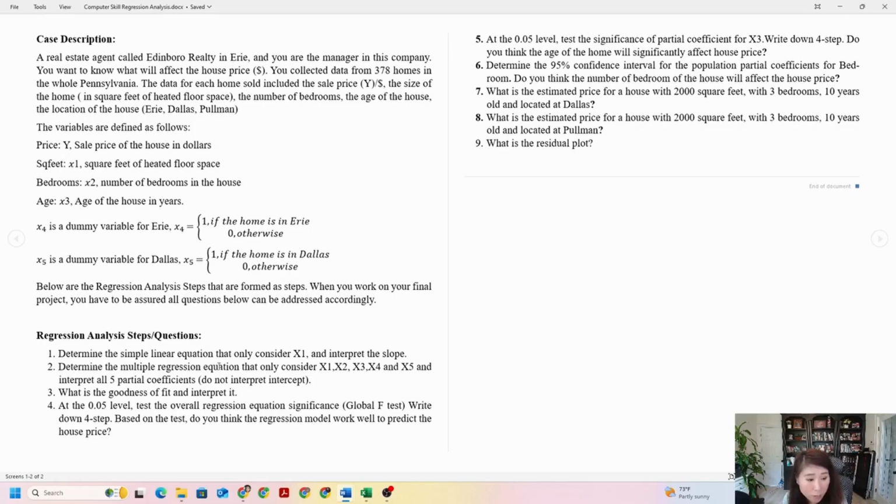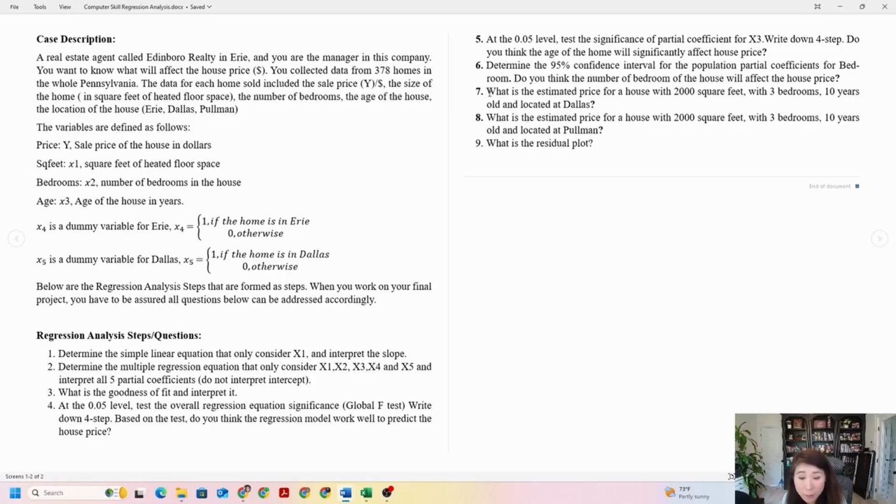Basically, you're building an equation to understand that if I know the values for x1, x2, x3, x4, x5, how do I know the value for y, right? So we have that relationship established in question number 2. Therefore, when we move on to questions number 7 and 8, we're leveraging that equation to predict the house price.